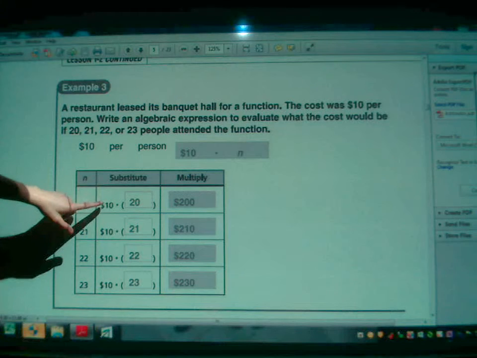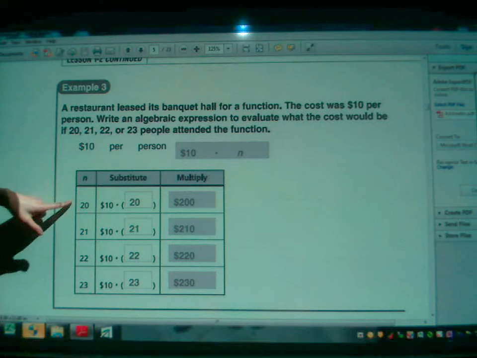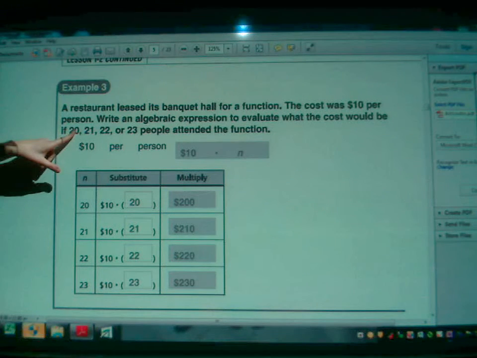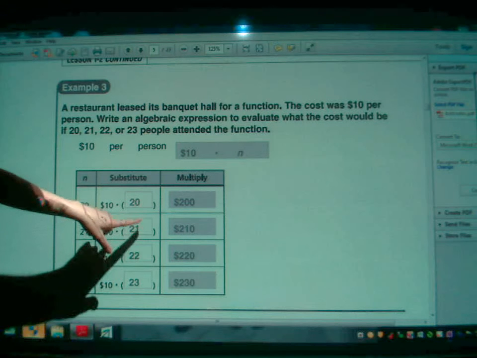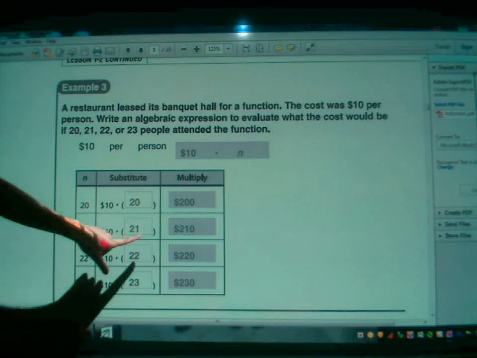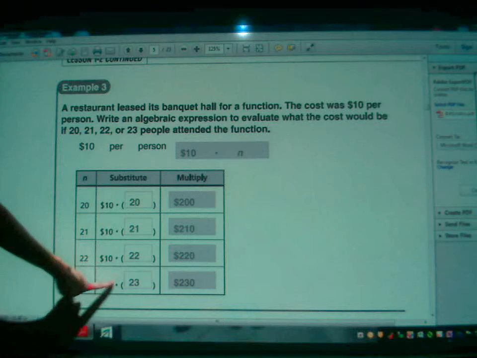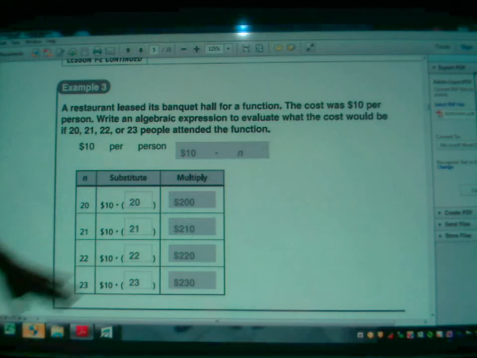So here I've got 10 times 20 for the first one. And again, it's simply these numbers because that's what they told us. 10 times 21 for the second one, 10 times 22 for the third one, and 10 times 23 for the last one. And as you can see, we go through and do those multiplications. I don't really have to think about order of operations here because it's just that one operation.